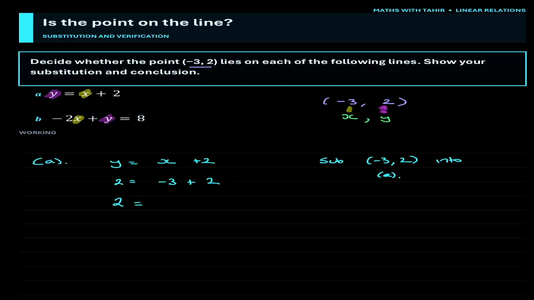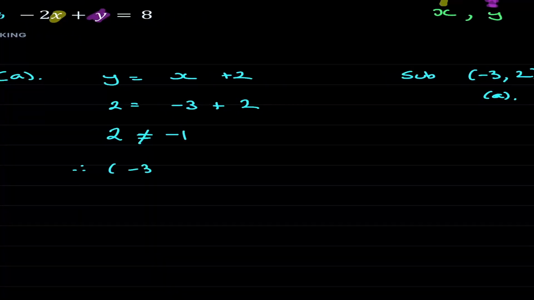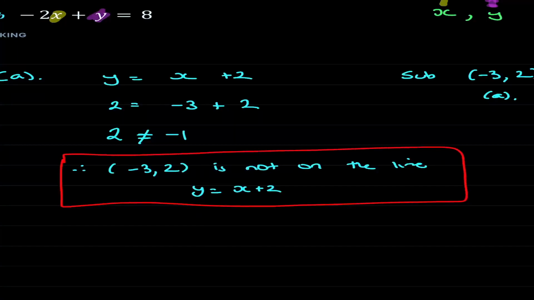So that stays 2, and -3 plus 2 is -1. So we get 2 equals -1, and that's not true, right? 2 does not equal -1. So therefore, we conclude that the point, which was -3, 2, is not on the line, and the first line was y equals x plus 2. So that's our conclusion for the first one.